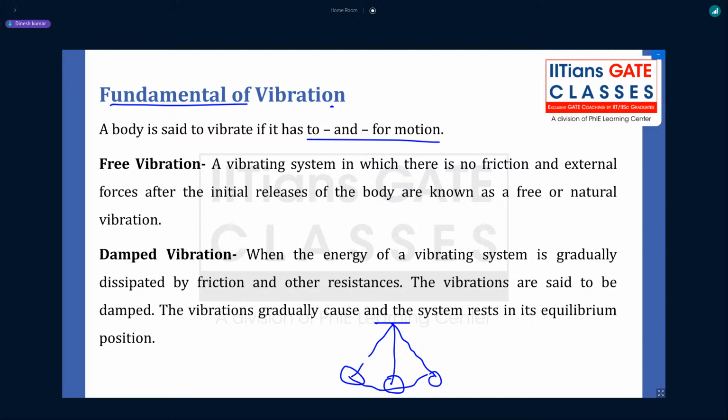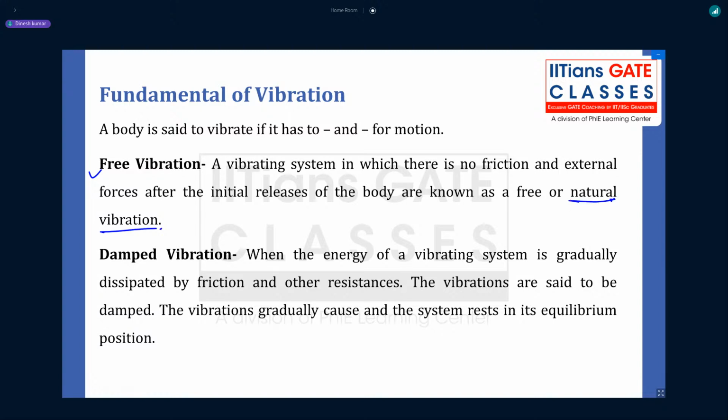Now guys, when you have a free vibration, if a system is vibrating on its own under no influence of force, then the system is said to be under free vibration. The frequency associated with free vibration is known as natural frequency, and it is also known as natural vibration.